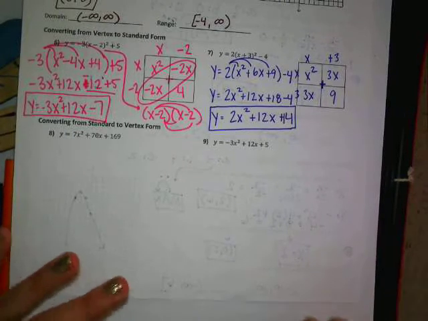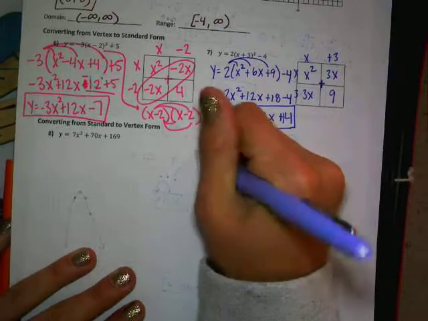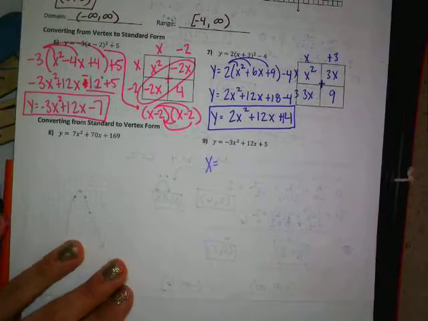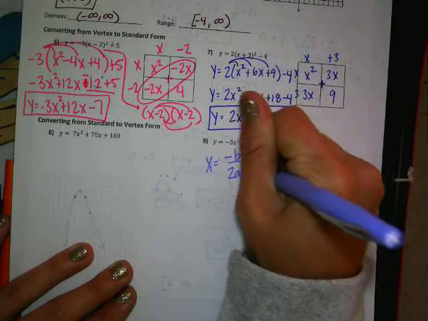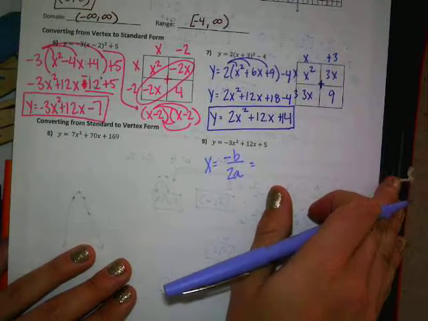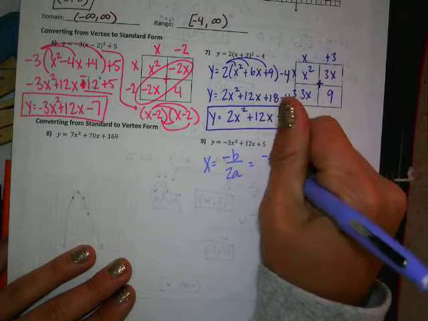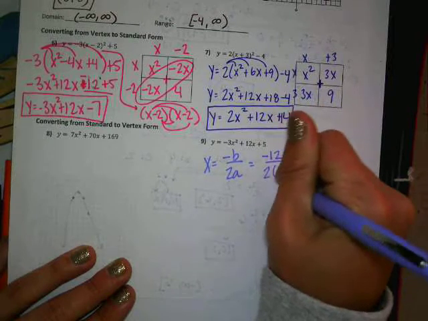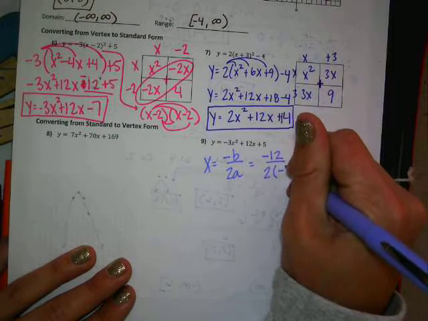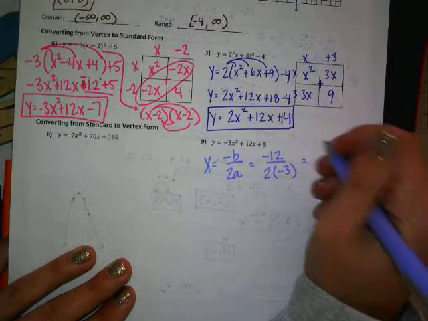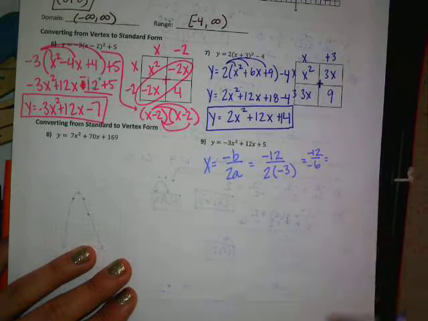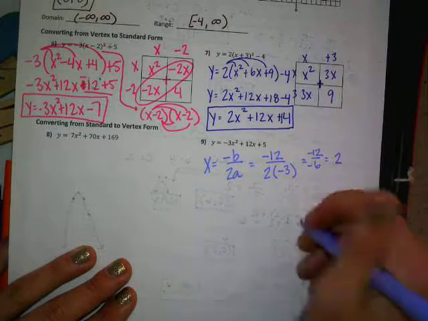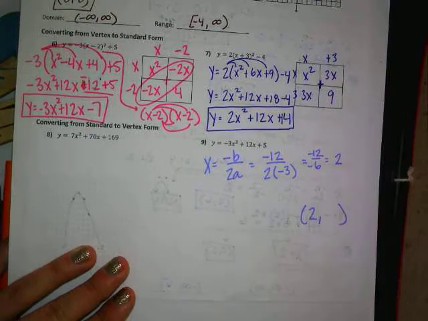I need to figure out what the vertex is. So what formula helps me get the x value? Negative b over 2a. So what is negative b? Negative 12 over 2. What's my a? Negative 3. So then I get negative 12 over negative 6, which reduces to 2. So I know that 2 is my x value.